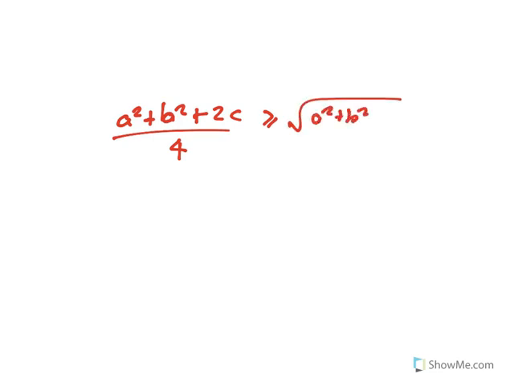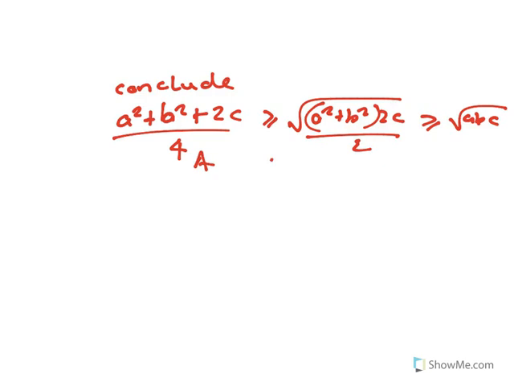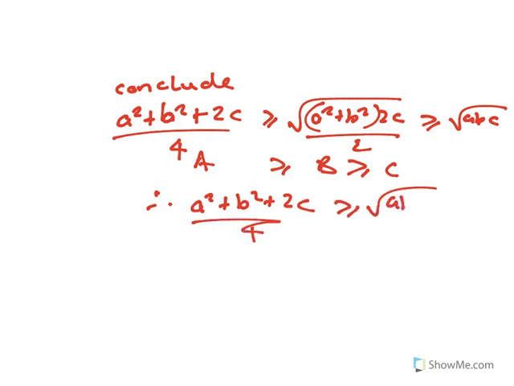Okay, so that means now that root A squared plus B squared plus 2C over 4 is greater or equal to root A squared plus B squared times 2C on 2, which is greater or equal to root ABC. So make sure that you do conclude. That's A is greater or equal to B is greater or equal to C. So therefore, A squared plus B squared plus 2C over 4 is greater or equal to root ABC. Proven.